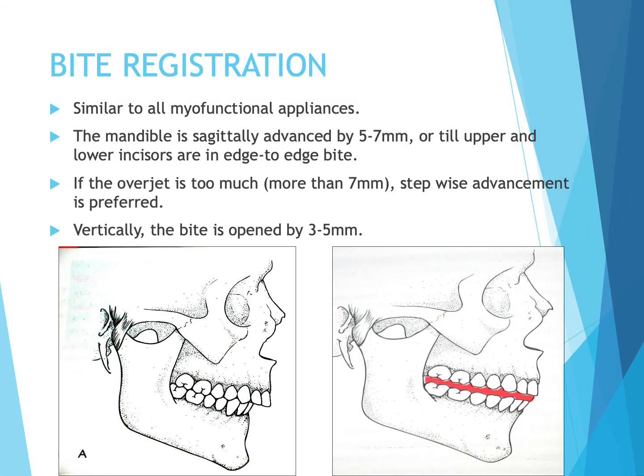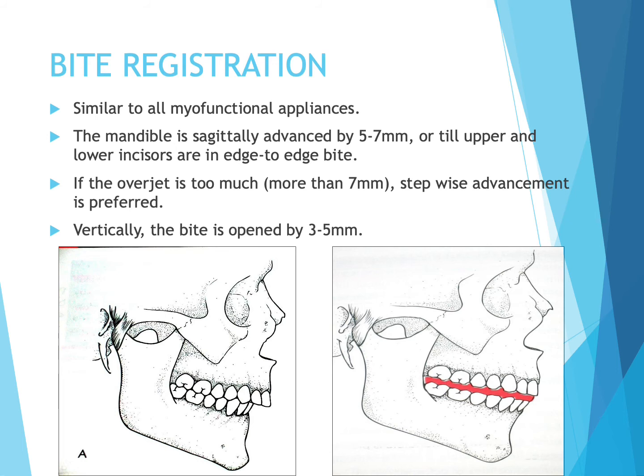How to do bite registration for twin block? The bite registration for twin block is similar to all myofunctional appliances. The mandible is sagittally advanced by 5 to 7 mm according to the overjet, or till the upper and lower incisors are in an edge-to-edge bite. In a patient with too much overjet, more than 7 mm, stepwise advancement is preferred. Vertically, the bite is opened by 3 to 5 mm.